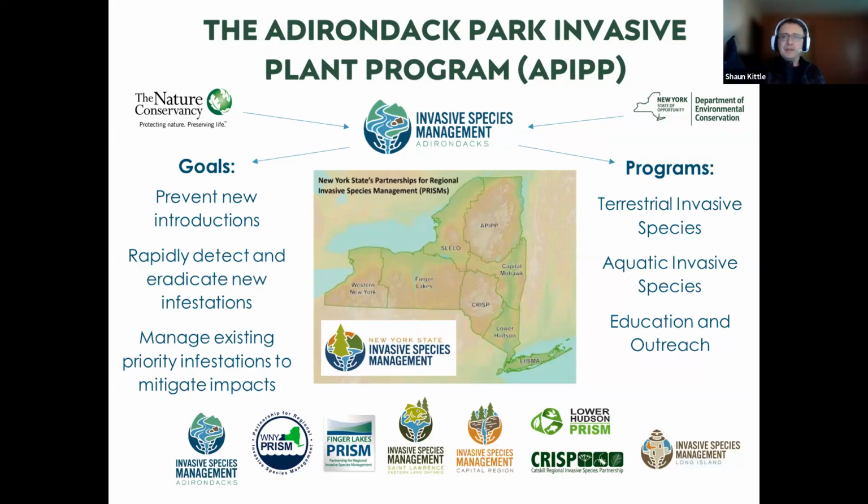You can see the St. Lawrence Eastern Lake Ontario one kind of comes up along that Canadian border as well. Our program is funded by the Environmental Protection Fund, which is administered by the DEC. And we are housed in the Nature Conservancy's Keene Valley office, which is right here in the Adirondacks.